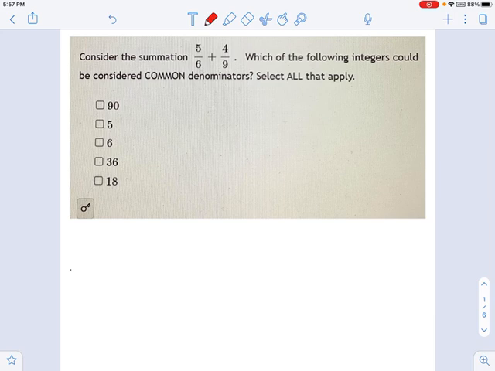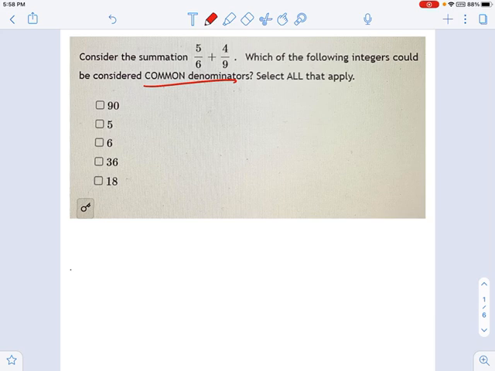Now, this question is not actually asking us for the sum. It doesn't actually want us to go ahead and do the summation. Instead, it wants to know, well, what is that common denominator? And the easiest way to find a common denominator is just to multiply the two denominators together. 6 times 9. Okay? 6 times 9 is 54.